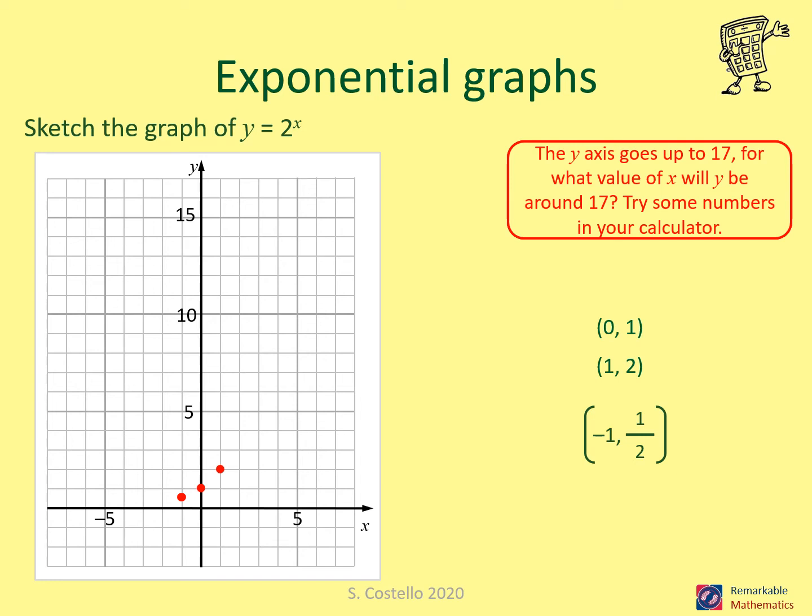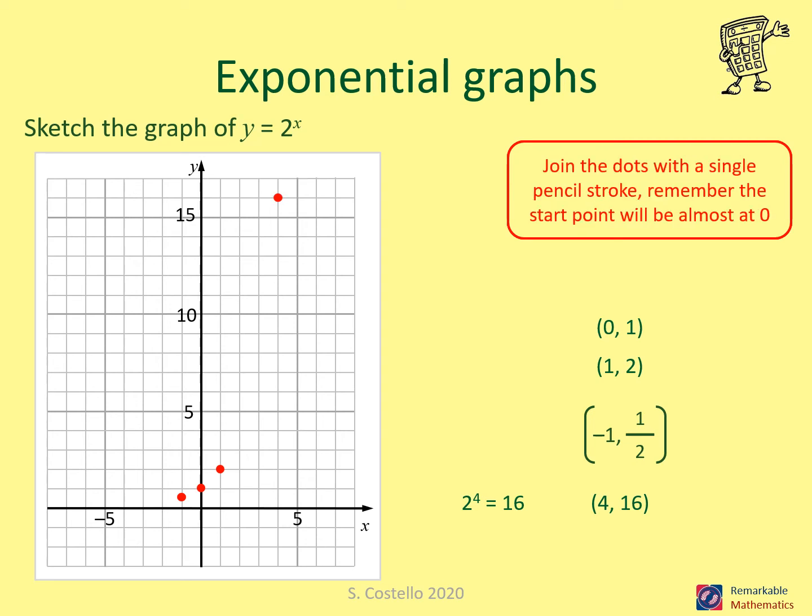Nothing complicated, just throw numbers in, start off with 2, 3, moving it up until you get close to whatever the top of your y-axis is. Well, 2 to the 4 is 16, and it gives another point, which is 4, 16. So we now have 4 points on this line. Join the dots with a single pencil stroke.